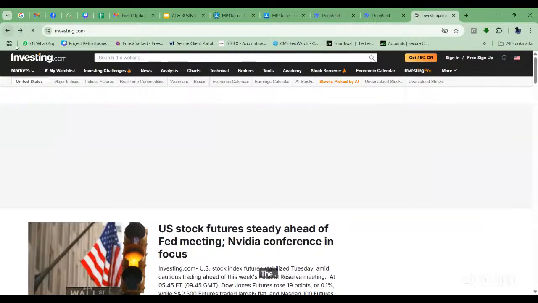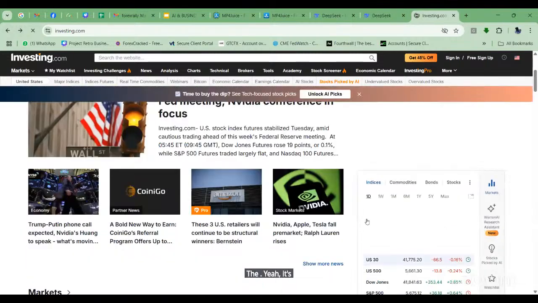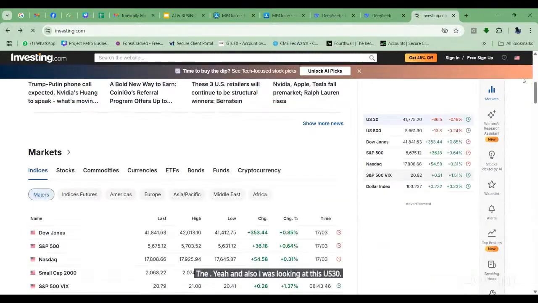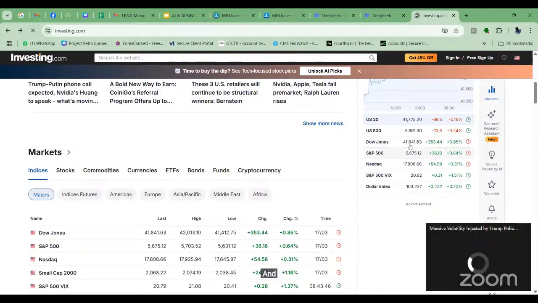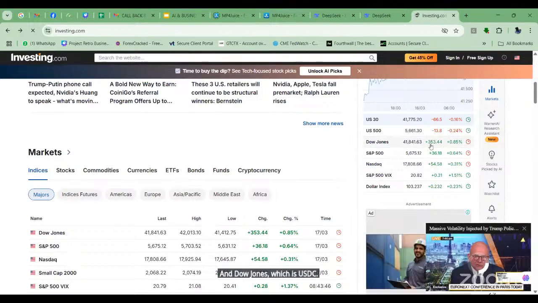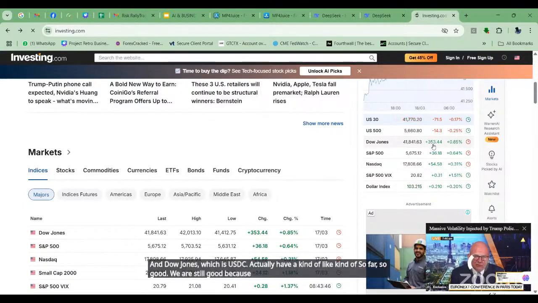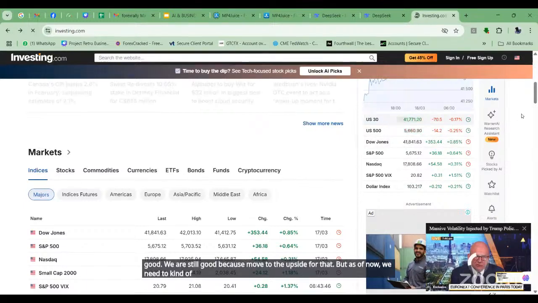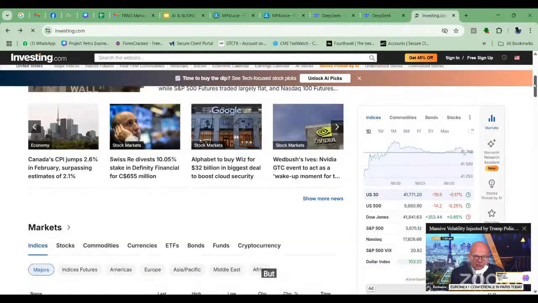The stock. And also, I was looking at this US30, the Dow Jones. So far so good. We are still good because we still have about a 353% move to the upside for that. But as of now, it's beginning to drop a little bit, which is okay. But of course, I still think the price is stagnant.